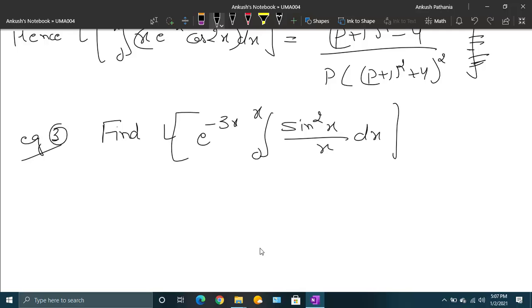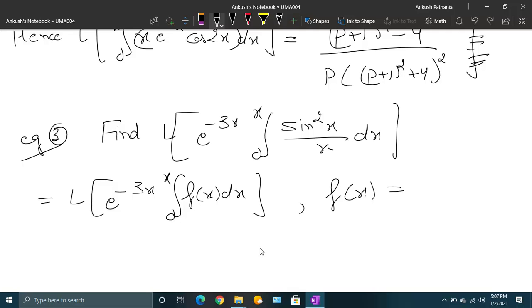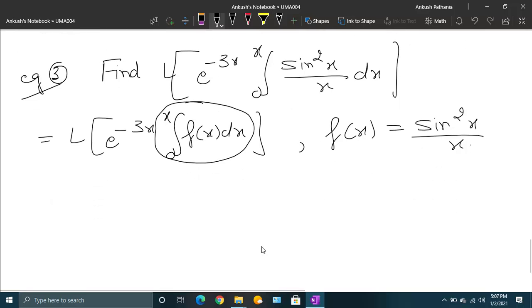So clearly you can see here, although the whole function is not inside the integral, it is something like e raised to power minus 3x times the integral from 0 to x of f(x) dx. It is some sort of this thing where f(x) is sine square x upon x. So this is of this form. So first we need to work out the Laplace of this integral, because we always start from the extreme right, and the exponential term is the first shifting property, so we tend to use it in the end. So it is better that we first find the Laplace of this thing.